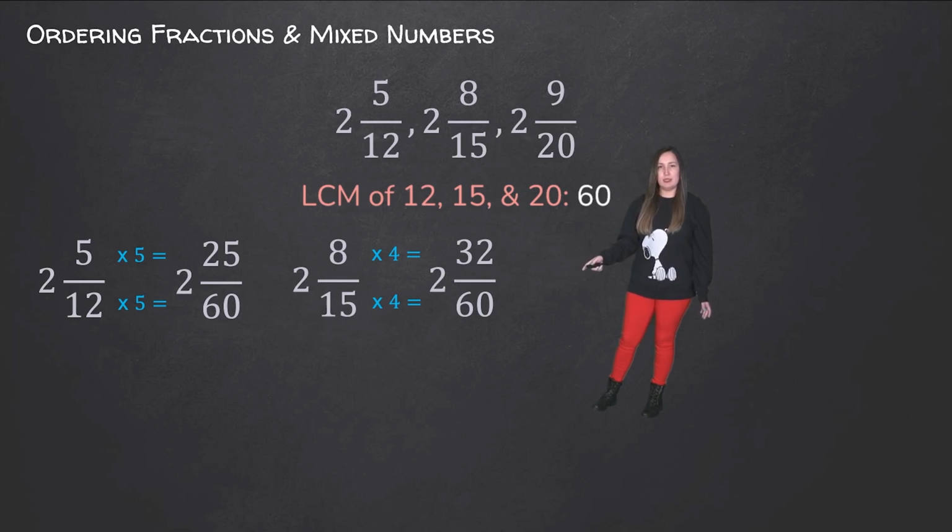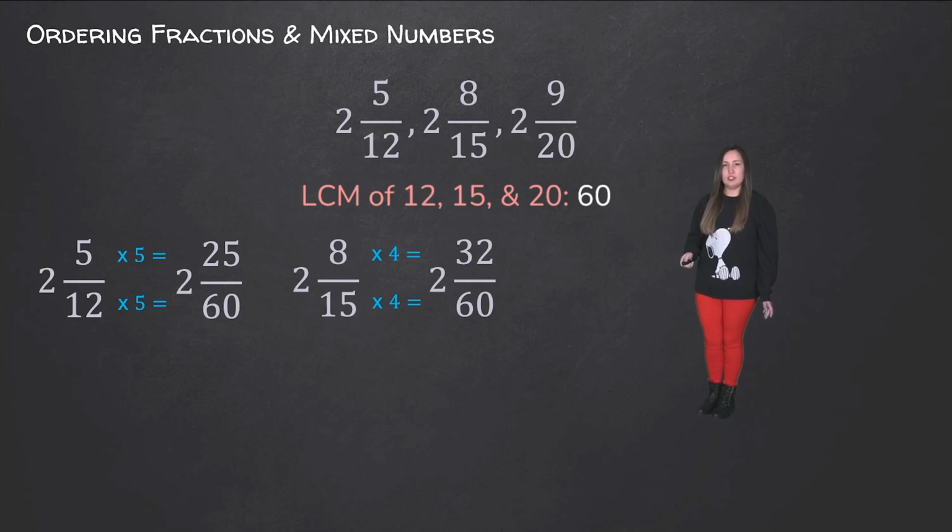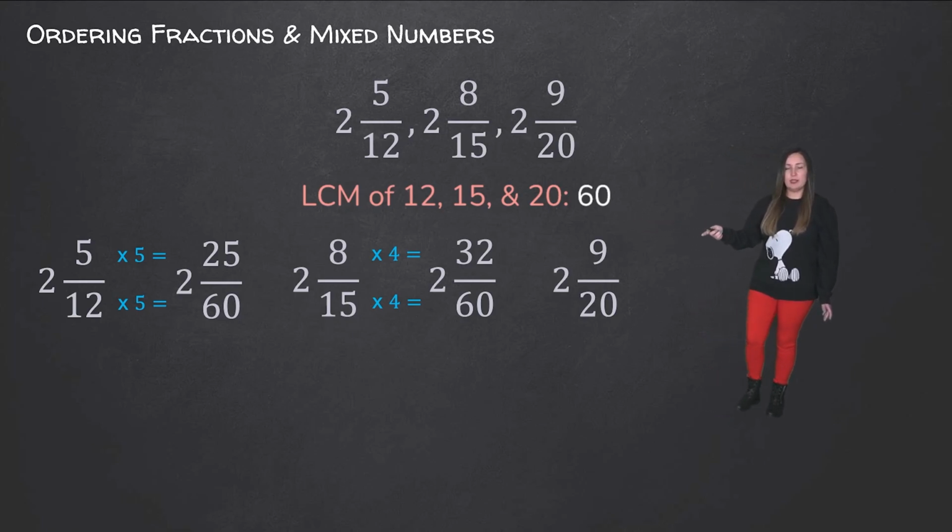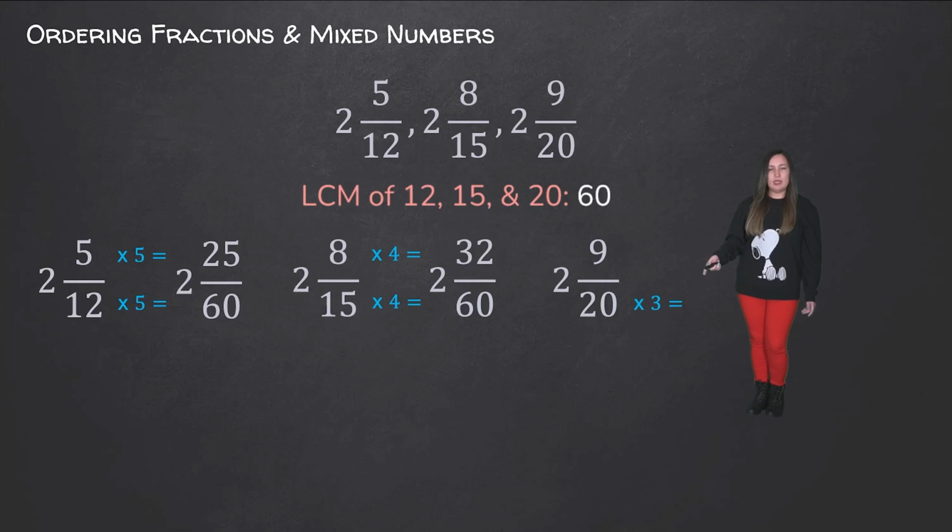Finally, we're going to take our last fraction, which is 2 and 9 over 20. And we're also going to find an equivalent fraction with a denominator of 60. And we know that 20 times 3 is equal to 60. And whatever we do to the denominator, we have to do to the numerator as well.